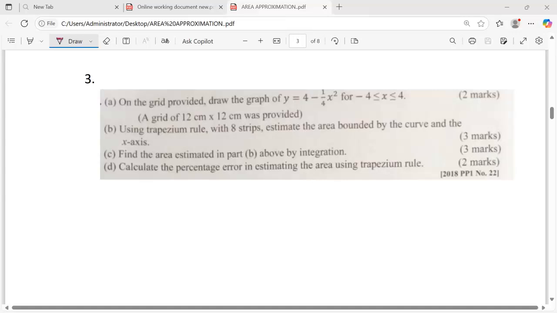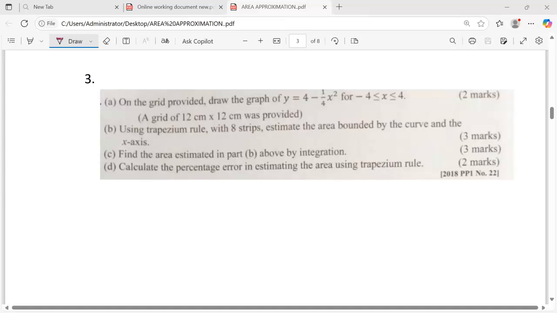Part B of the question: using the trapezium rule with 8 strips, estimate the area bounded by the curve and the x-axis. Then C, find the area estimated in part B above by integration. Then D, calculate the percentage error in estimating the area using the trapezium rule.